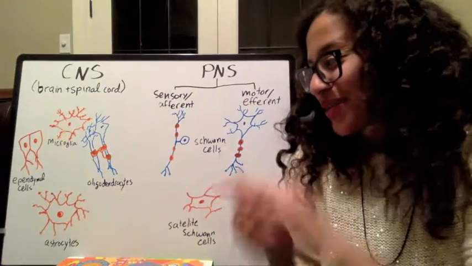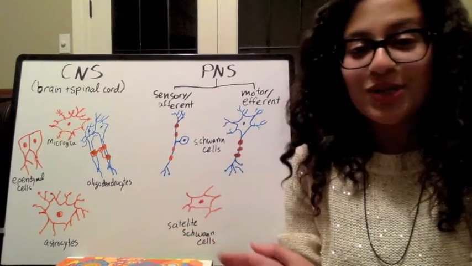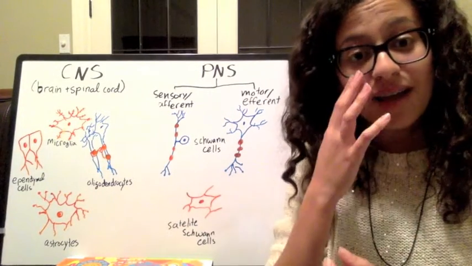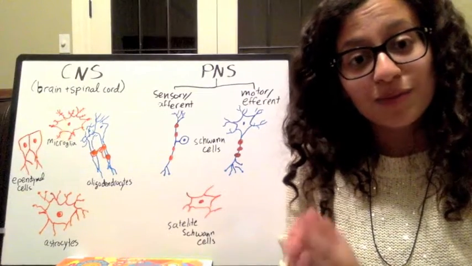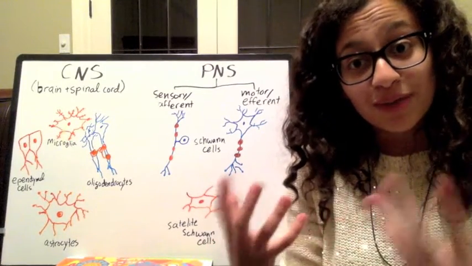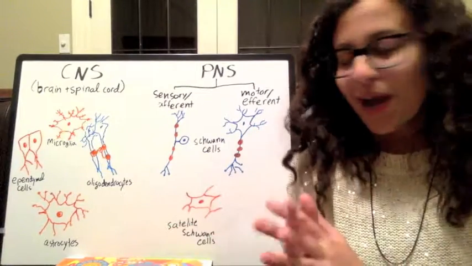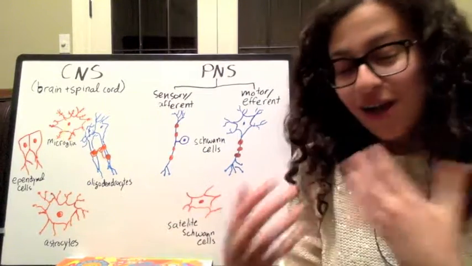And then there's also the ependymal cells, which line all the cavities within your brain. These are really important because they secrete cerebrospinal fluid, which is very important when you want to protect the brain. There's also astrocytes, which have a lot of functions.